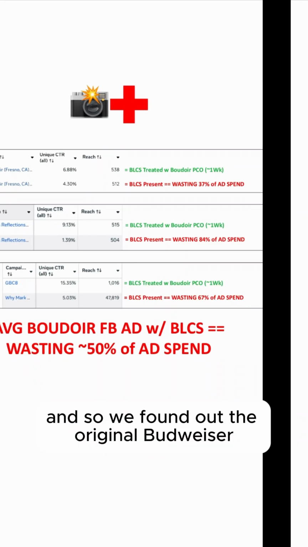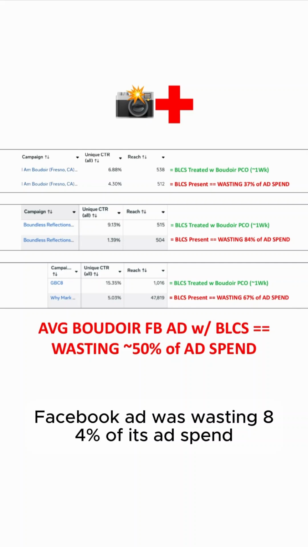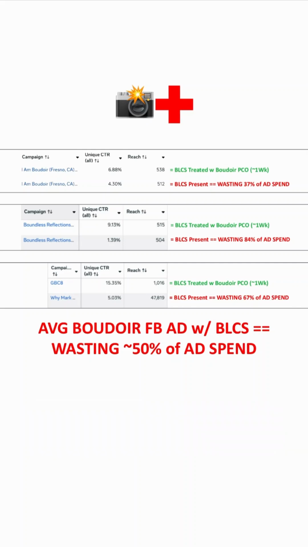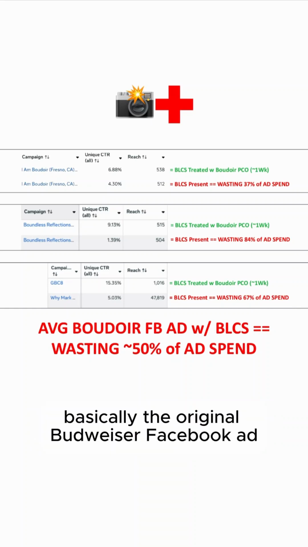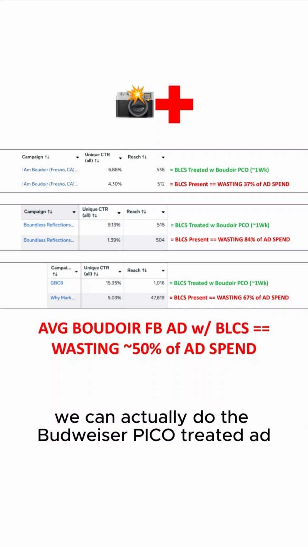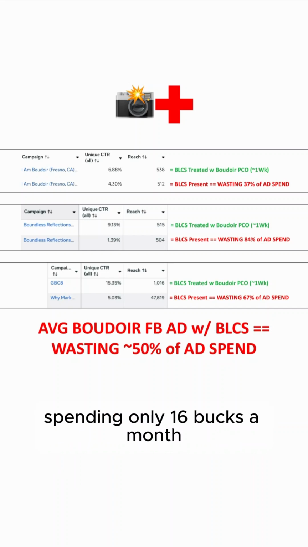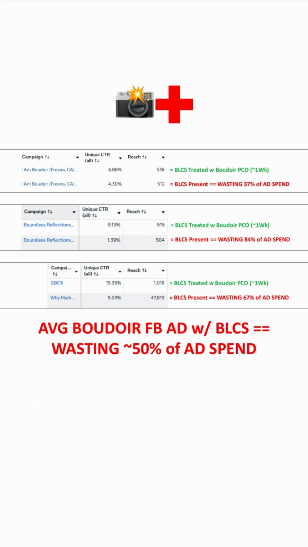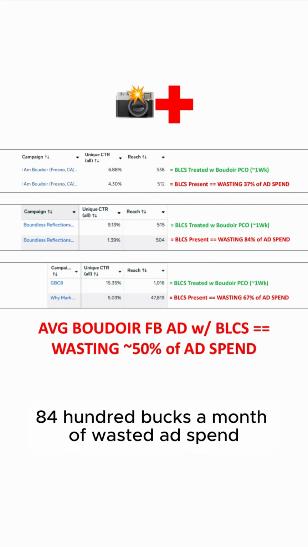And so we found out the original Boudoir Facebook ad was wasting 84% of its ad spend. Basically, the original Boudoir Facebook ad spent 10 grand a month. Instead of doing that, we can actually do the Boudoir Pico treated ad spending only $1,600 a month. So what are we doing here? Eliminating that $8,400 a month of wasted ad spend, pocketing that.